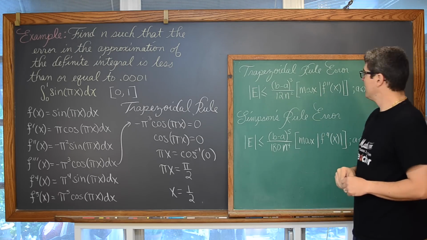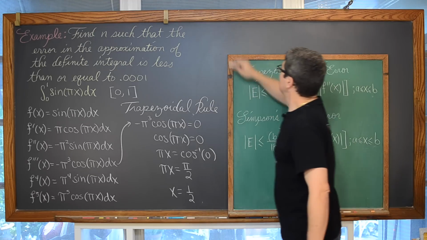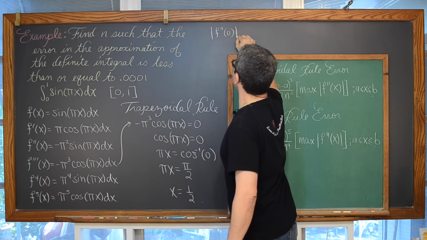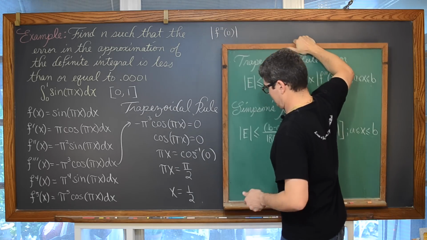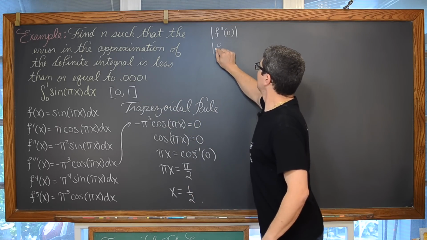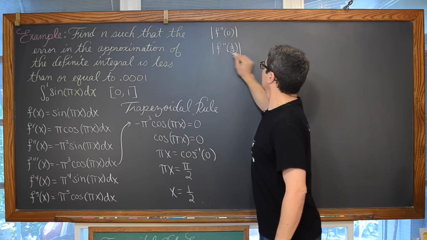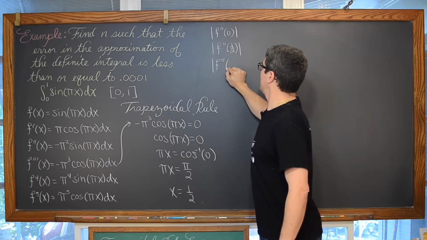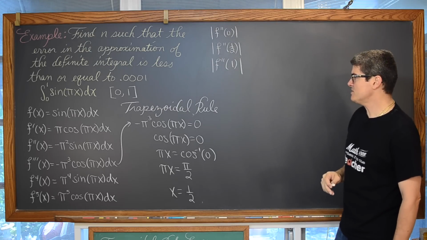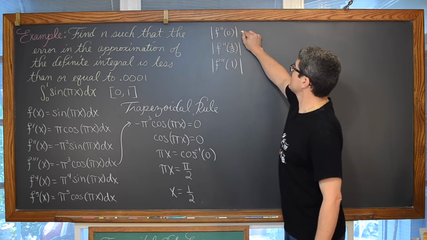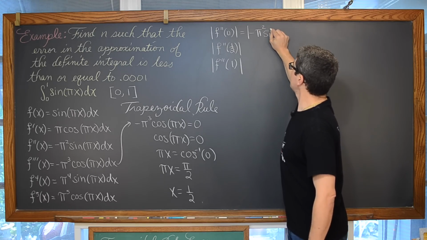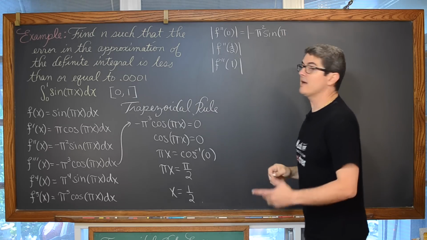of the second derivative. On that closed interval, we need to find what is the absolute value of f double prime of 0, the absolute value of f double prime of 1/2 and the absolute value of f double prime back at 1 again. Well, plugging 0 into this second derivative gives us the absolute value of negative pi squared times the sine of pi. Now x is going to be 0.